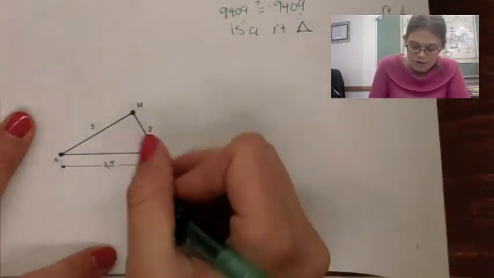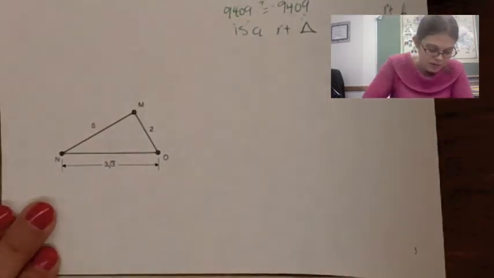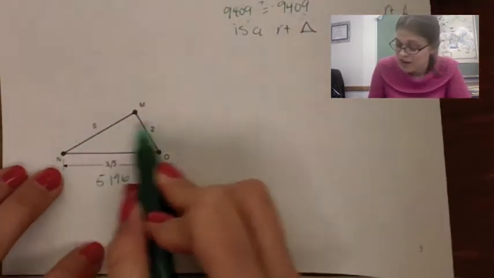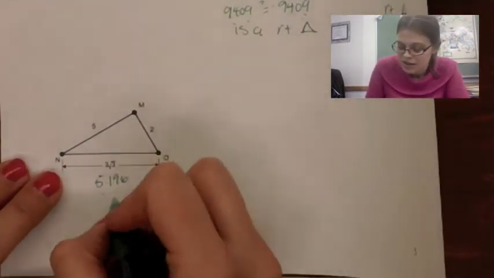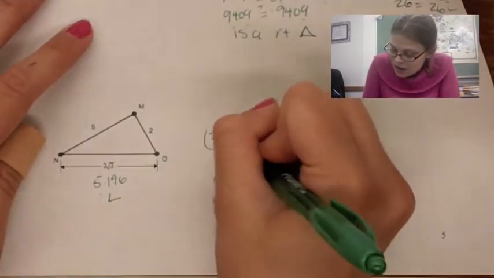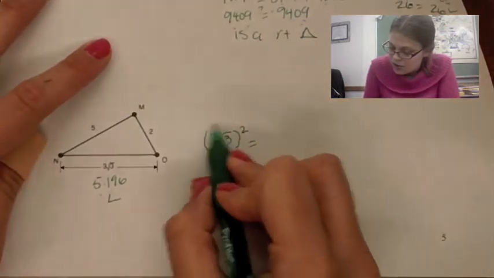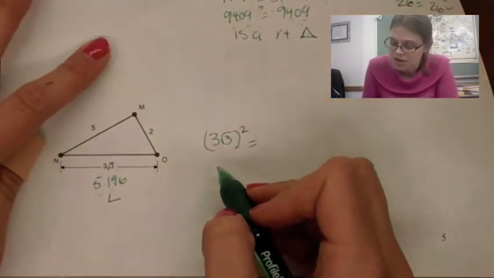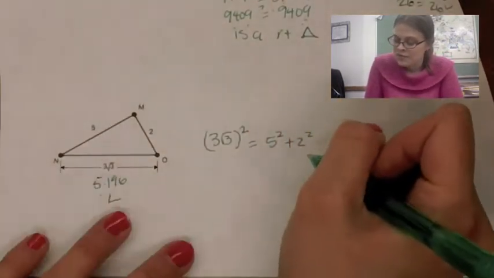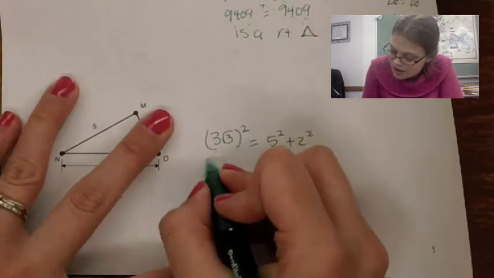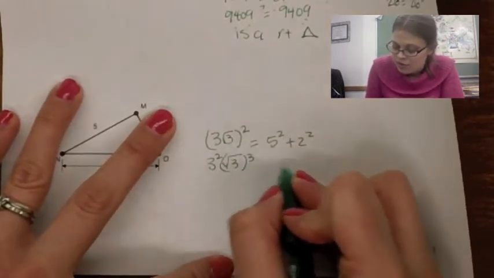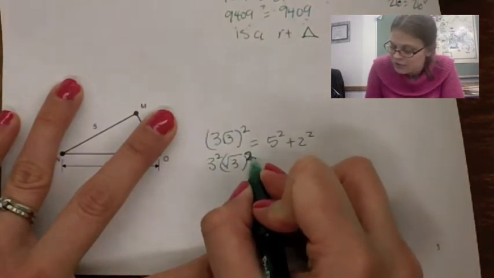So I want to figure out what 3 root 3 is. In my calculator, I do 3 root 3, and this is 5.196. So between 5.2 and 5.196, this is the longest side. So I'm going to set 3 root 3 quantity squared equal to, because that would be our hypotenuse if it ends up being a right triangle, 5 squared plus 2 squared. When I square this, remember I square both the 3 that's outside of the root and the root 3.